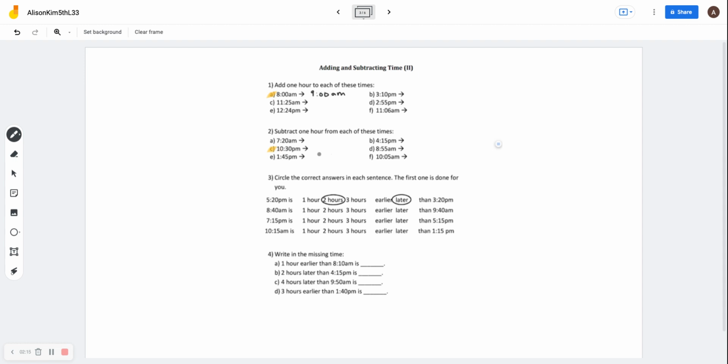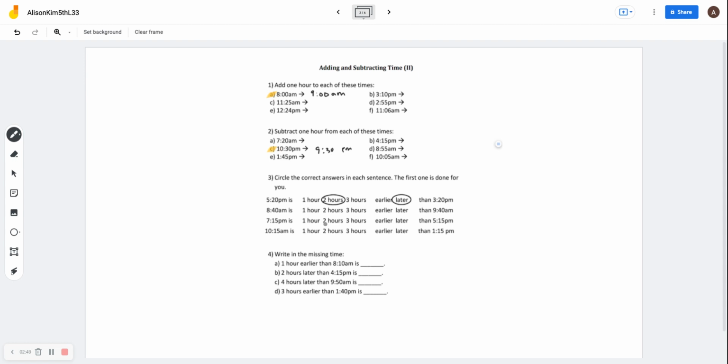As for number 2, we're going to be subtracting 1 hour, right? And for C, it's just 10:30 p.m. And so the p.m. will just stay the same. And then 10 minus 1 is just 9, right? And then your minutes will just stay the same, 30. Because in this case, it's actually easy since all of these, the minutes will stay the same. But if the minutes were to be different, then that would be another case.